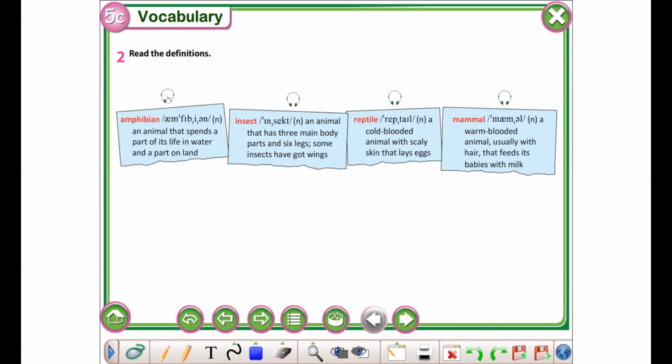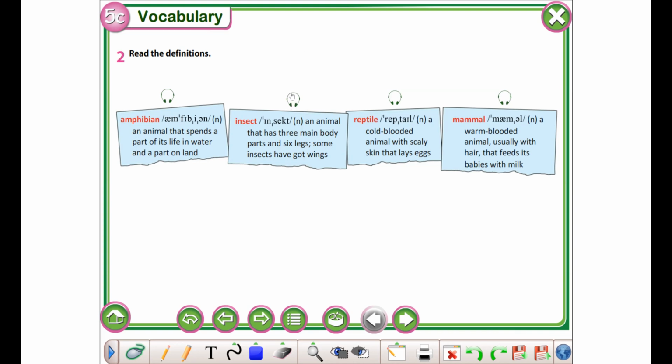Amphibian. Noun. An animal that spends part of its life in water and part on land. So which of the animals in the picture is an amphibian? Salamander, okay, I agree. Salamander, what else? Frog. Definitely the frog is an amphibian. Maybe the crocodile is also an amphibian, but actually it's a reptile. So yeah, that's right. Next we have insect.